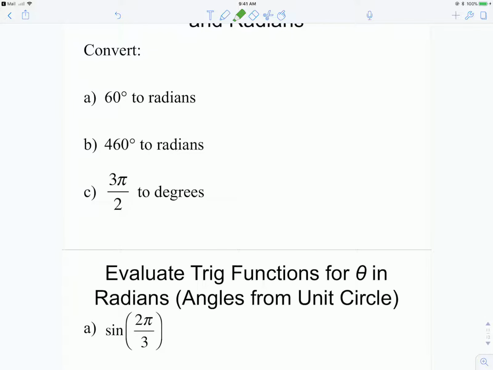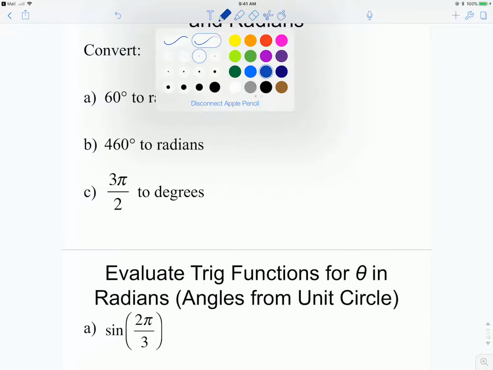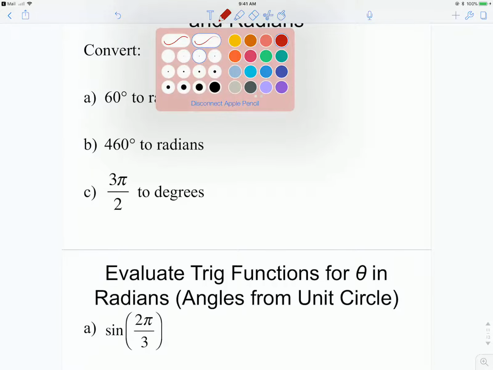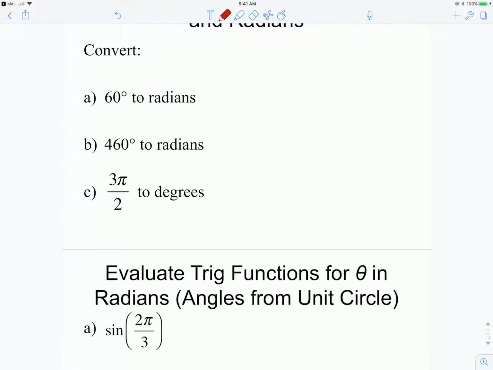So just a little practice. If we want to go from 60 degrees to radians, I have 60 degrees and I multiply by pi over 180 degrees. So we can think about the degrees as canceling. This was an angle that was just on the unit circle, right? So that's equivalent to pi over 3.